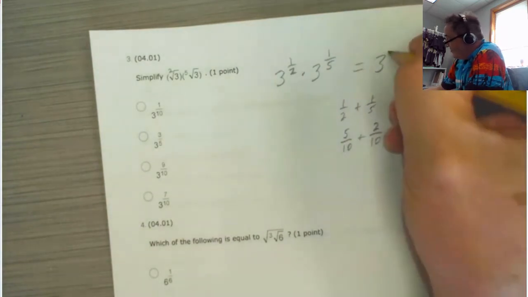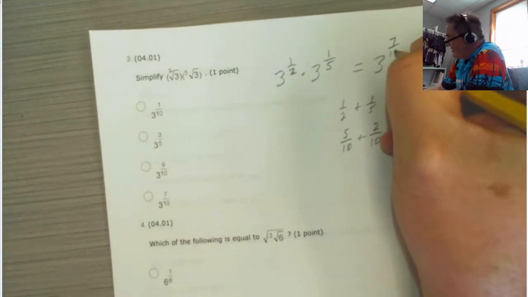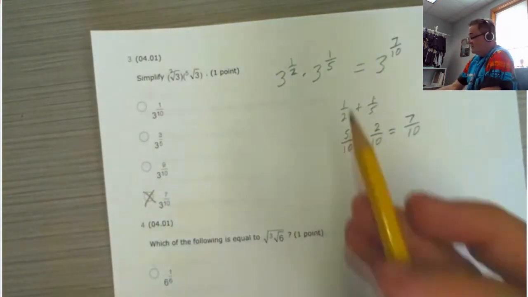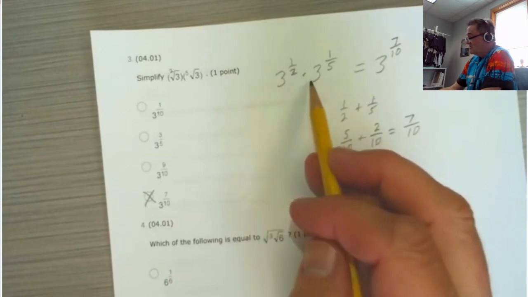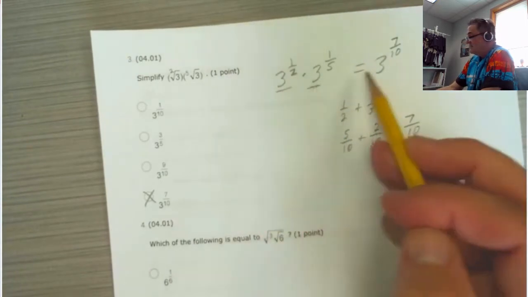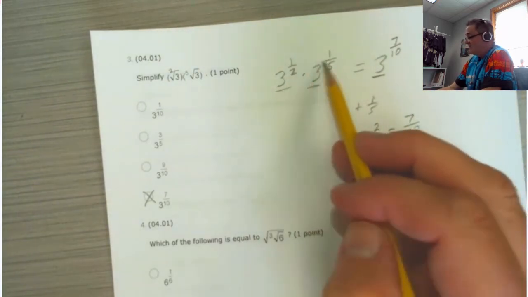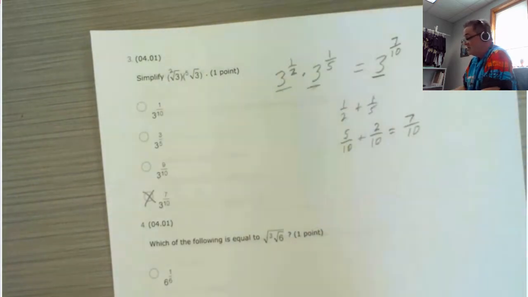Right, so this would be 3 to the 7/10 power, which is our choice right there. When you multiply two numbers with exponents, if they have the same base, we keep that base, and when multiplying, we add the exponents together. So we had to add two fractions together on that one.